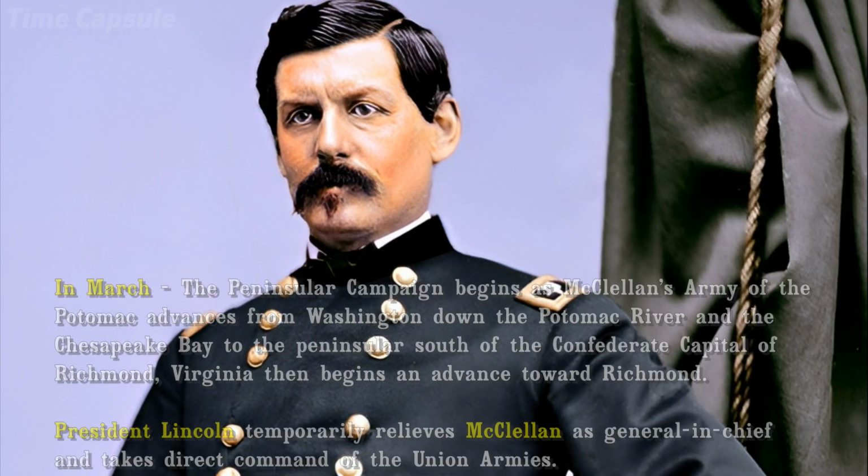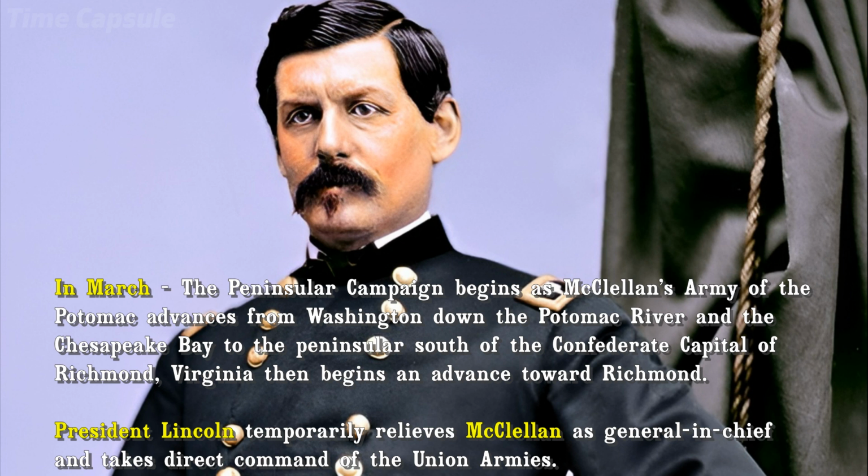In March, the Peninsular Campaign begins as McClellan's Army of the Potomac advances from Washington down the Potomac River and the Chesapeake Bay to the peninsula south of the Confederate capital of Richmond, Virginia. President Lincoln temporarily relieves McClellan as General-in-Chief and takes direct command of the Union armies.